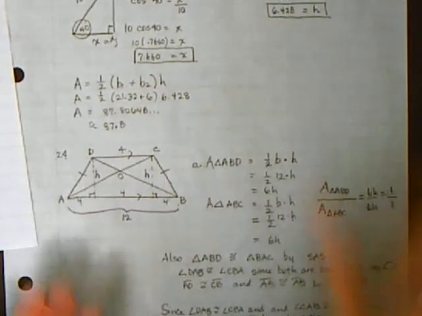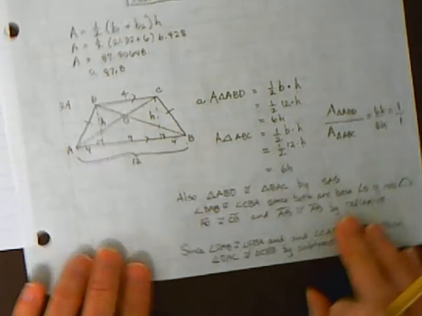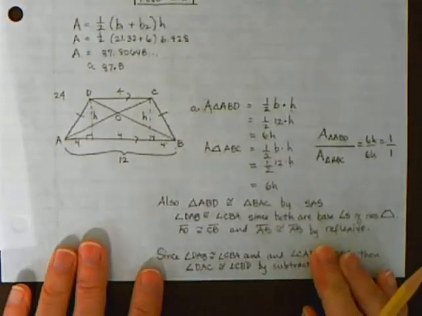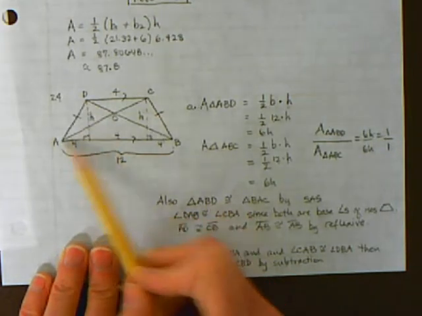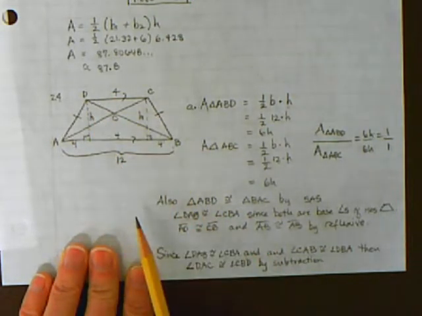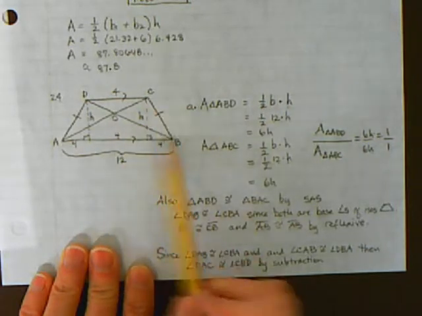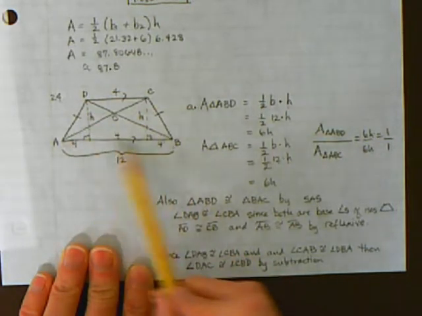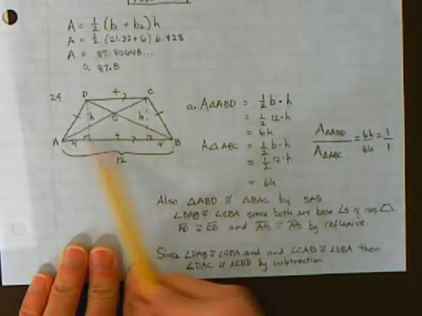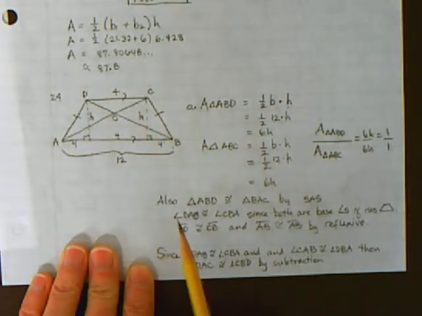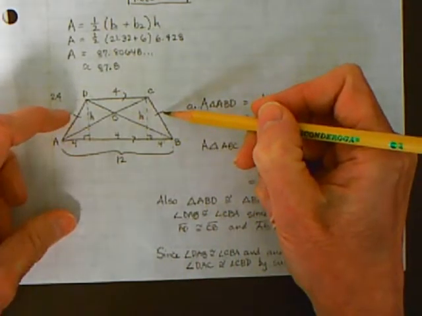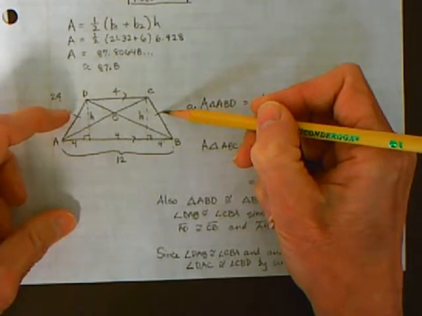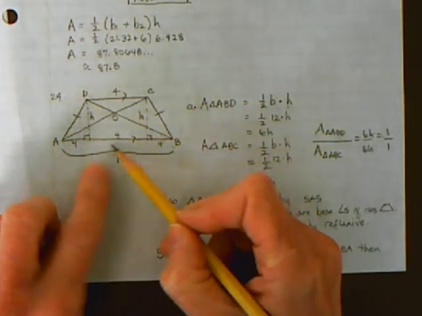So let's go back here. We had to do some preliminary work here for part B. All right, so here we go with the preliminary work. All right, I want you to notice that triangle ABD and BAC, these triangles are both congruent. ABD congruent to BAC. Why is that? By side angle side. Now think about it. They both have sides that are congruent. It's an isosceles trapezoid. They both have the same base.